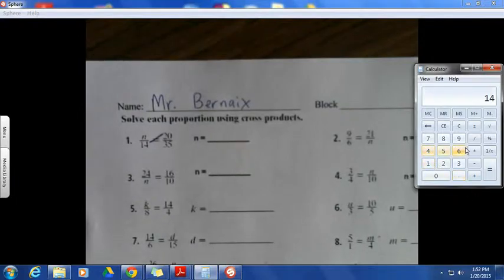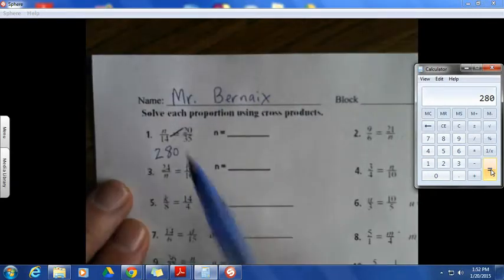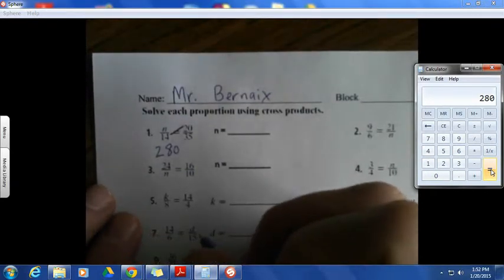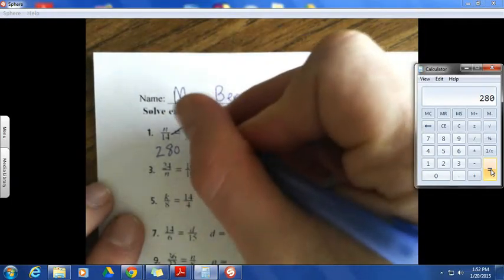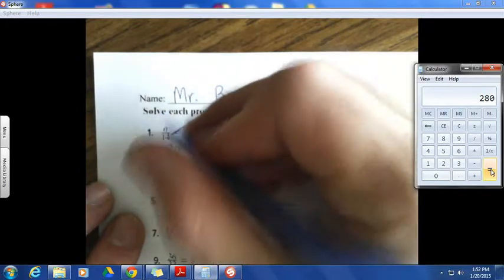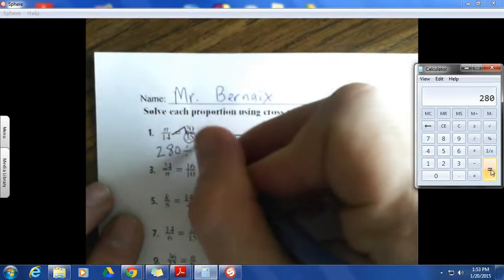14 times 20. And you're absolutely welcome to use a calculator. So, the product is 280. Alright, next step, I divide by the leftover. Leftover number is 35, so I multiply diagonally, and I divide by the leftover. So there's the leftover right there. So I'm going to divide by 35.